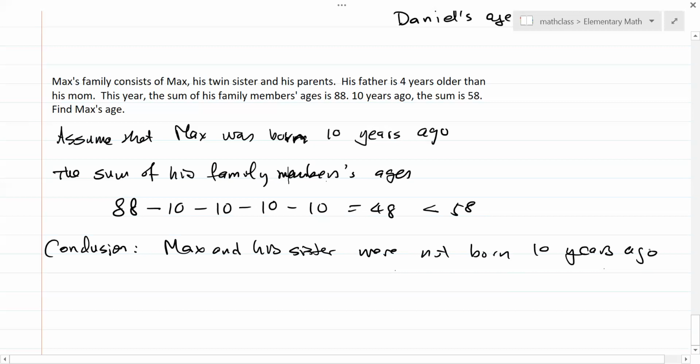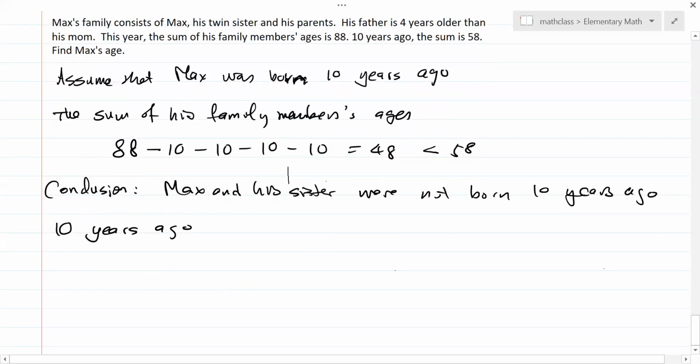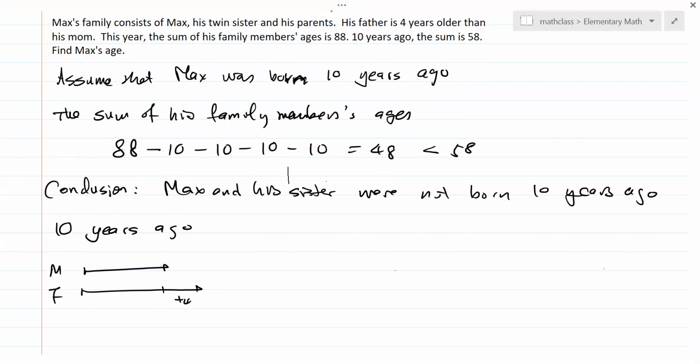Okay. Then the big problem becomes simple. So let's take a look at 10 years ago. What happens 10 years ago? I'm going to use a picture. His mother's age is his mother, his father's age plus 4. So this part is mother's age. The sum is going to be 58.